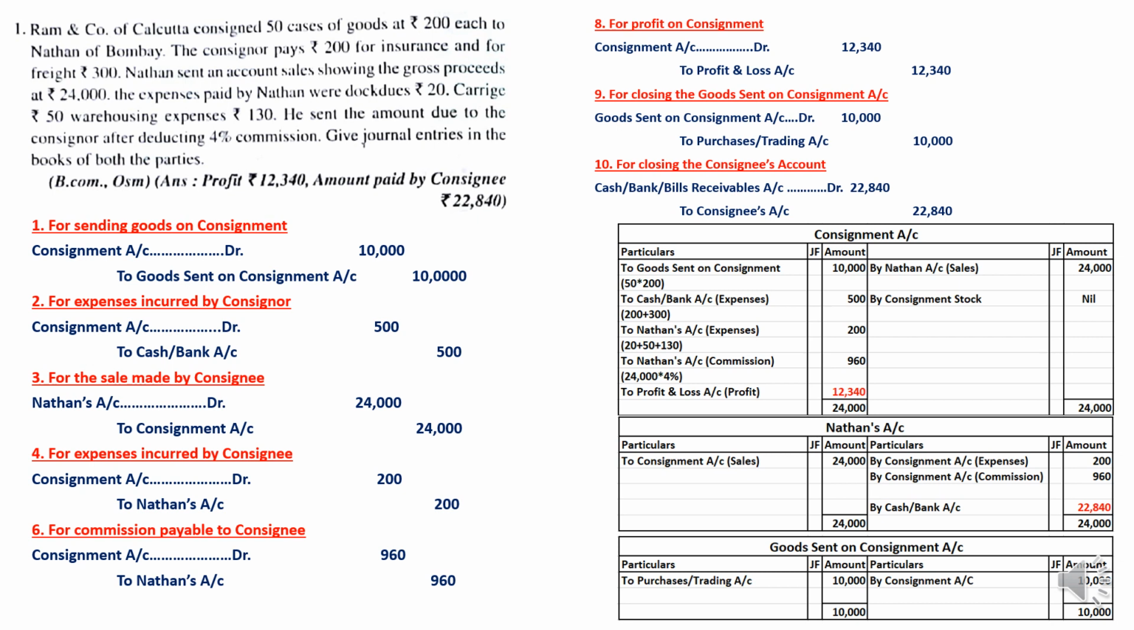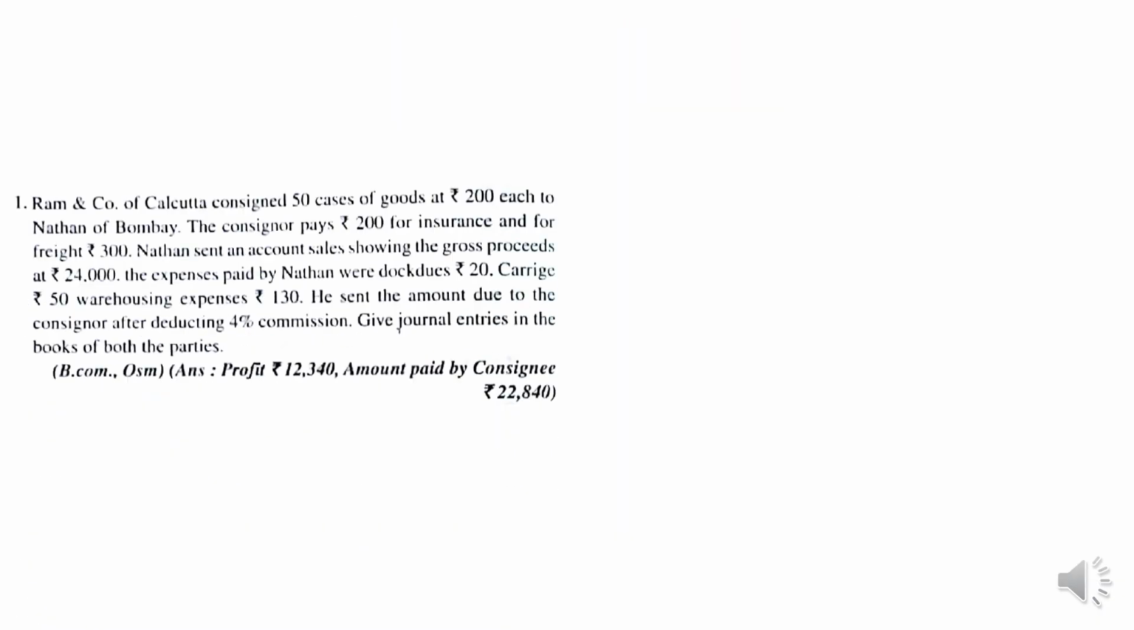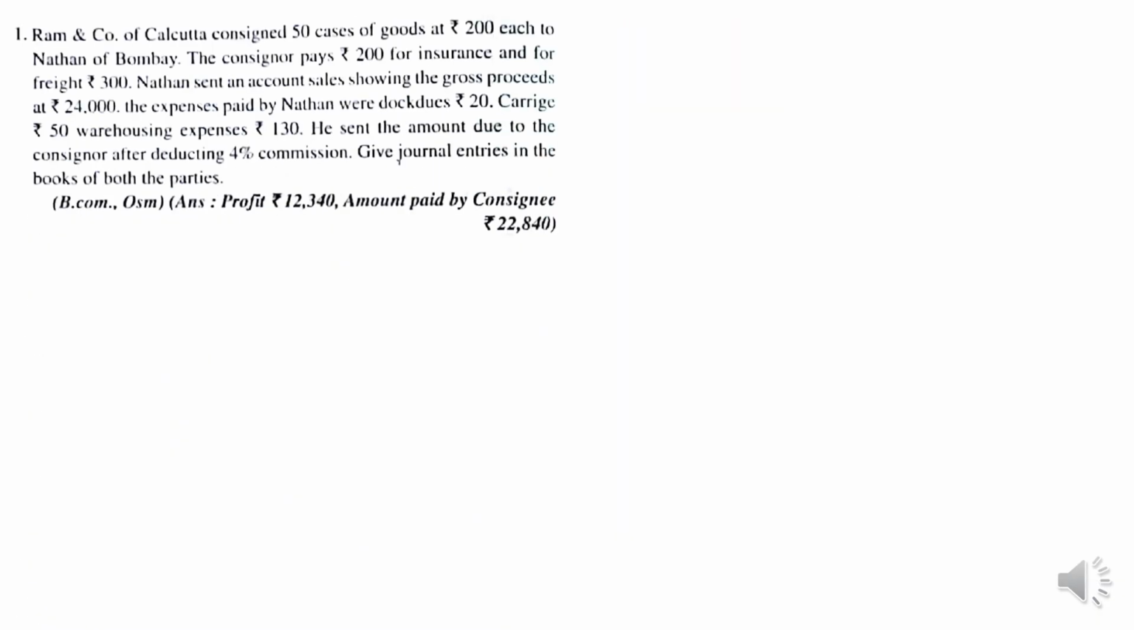So in this manner we have to solve the problem. Clear? I hope I made you understand the concept. Now we will take up journal entries and ledger account in the books of consignee. So again I have taken the question. In the books of consignee only one account will be prepared, called consignor account.